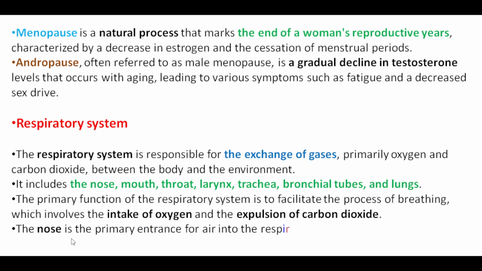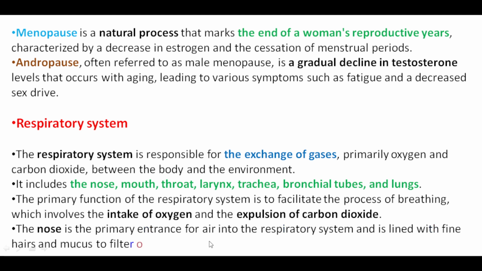The nose is the primary entrance for air into the respiratory system and is lined with fine hairs and mucus to filter out dust and other particles.